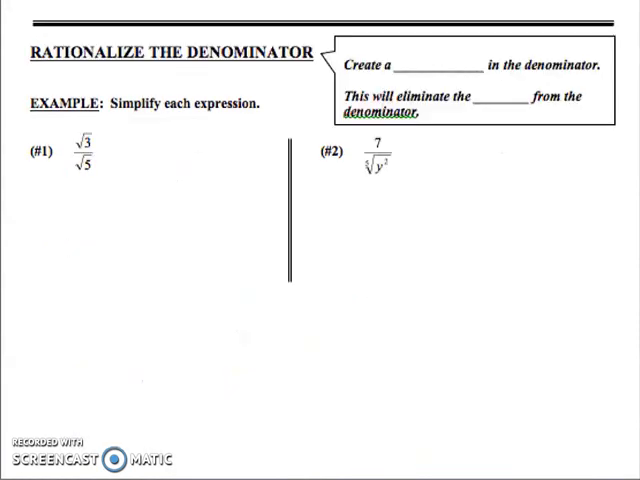The last examples deal with rationalizing the denominator. Remember, one of our rules is we can never leave a radical in the denominator. So our goal here is going to be to create a perfect number in the denominator. This will eliminate the radical that we have downstairs. Now, depending on the problem, we're going to do it based on what we see that we have to try to eliminate.